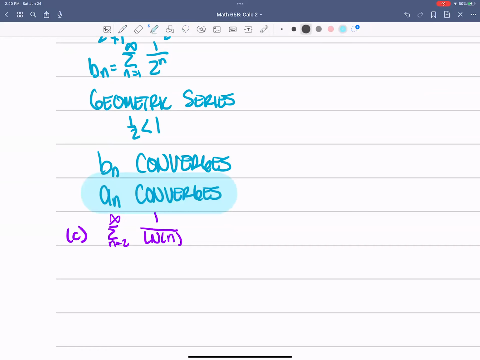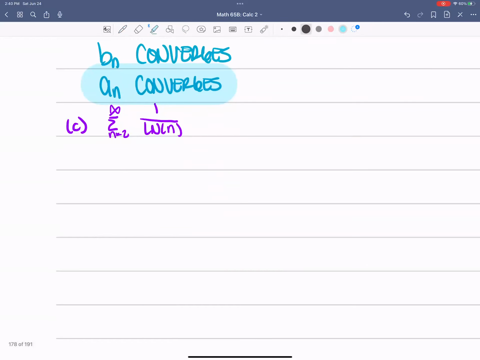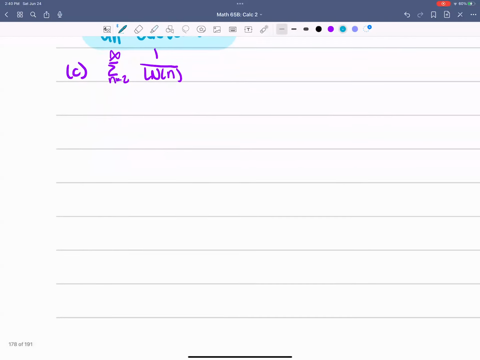There we go. And lastly, we're going to have 1 over ln of n. And let's see what happens there. So in theory, it should converge, but I don't think it converges. If we were to take the limit as n approaches infinity, we would have 1 over infinity going to 1. Yeah, I'm not too crazy about that.